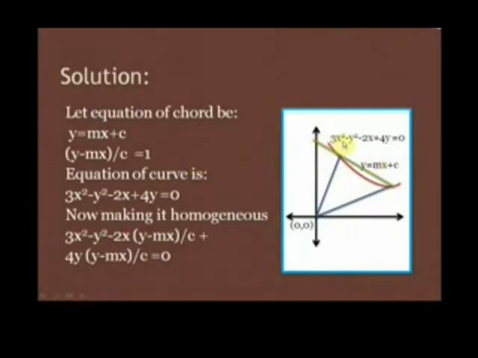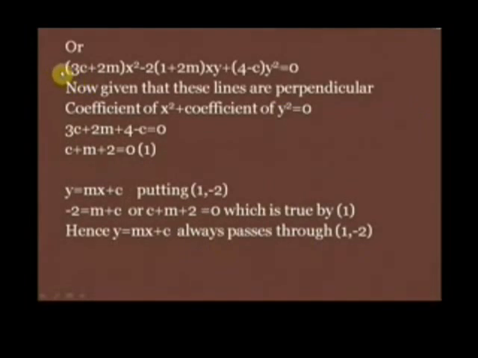So once again, y = mx + c, or I can write (y − mx)/c = 1. The equation of the curve is 3x² − y² − 2x + 4y = 0. Now we are going to make it homogeneous. So 3x² − y² − 2x(y − mx)/c + 4y(y − mx)/c = 0. It further gets simplified to (3c + 2m)x² − 2(1 + 2m)xy + (4 − c)y² = 0.